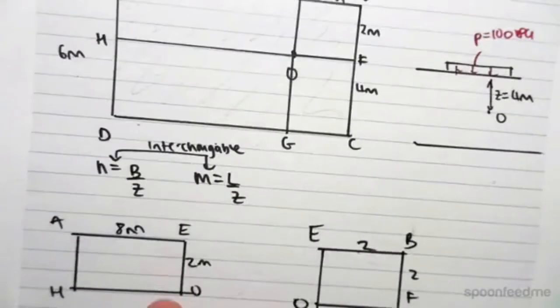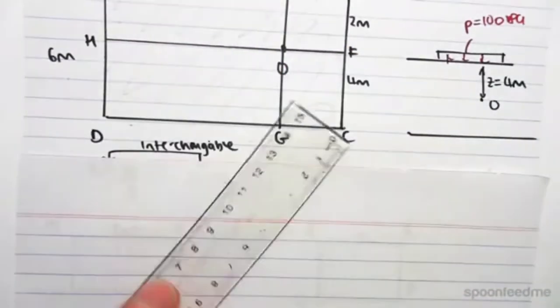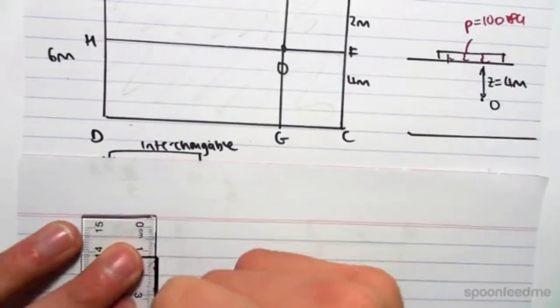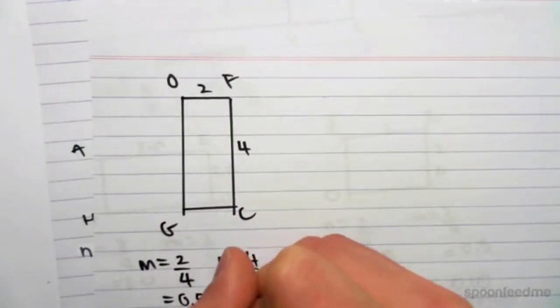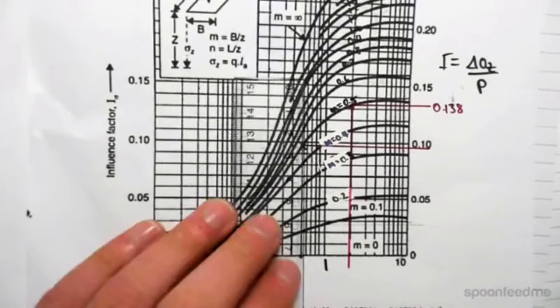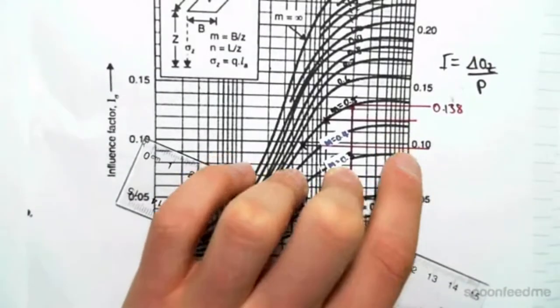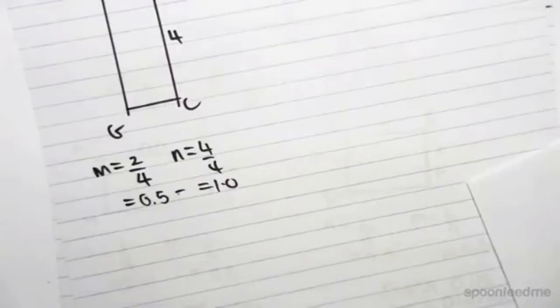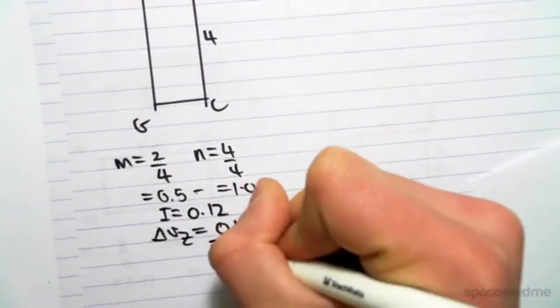We now need to do the other two shapes. We've done these two shapes. So let's do shape OFCG. OFCG has dimensions 2 by 4. So M, say, is 2 on 4, and N is 4 on 4. So 0.5 and N is 1.0. So we have 1.0 and 0.5. So 1 down here for N, and M is 0.5. Once again, they're completely interchangeable, so I could have done it the other way around. We get a value of 0.12 roughly. So I equals 0.12, which means we can find our change in stress is 0.12 times 100, which is 12 kPa.